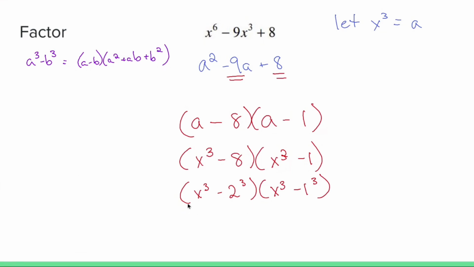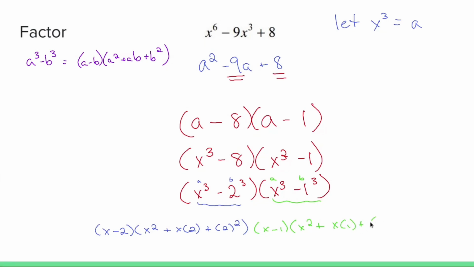So this first one, all right, let's do in blue. You would be my a, you would be my b. So you're going to be x minus 2 times the quantity x squared plus x times 2 plus 2 squared. Now we'll clean that up in a little bit. Okay, the second group of parentheses, you would be my a, you would be my b, is going to be a minus b, so x minus 1 times the quantity a squared, so that's going to be x squared plus ab, so x times 1, plus b squared, which is 1 squared.